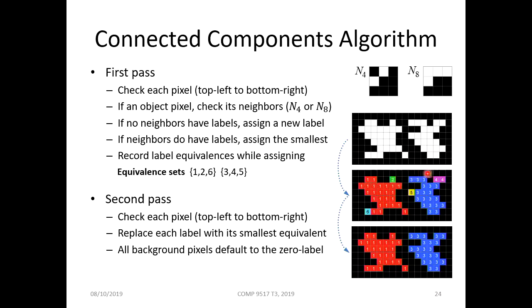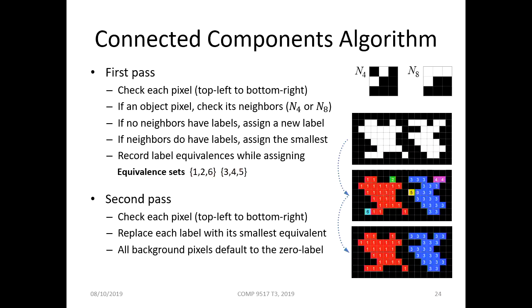By the time you get to this pixel, for example, below the green one, the pixel on top of it has already been labeled, and the one to the left of it has also been labeled, as shown over here. Then you take the smallest, so it becomes 1, but you also record that we now have pixels that are connected but have different labels. Obviously they should have the same label, so you keep track of that. So you build equivalent sets.